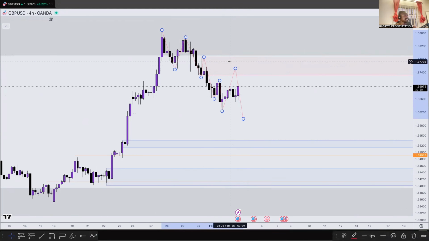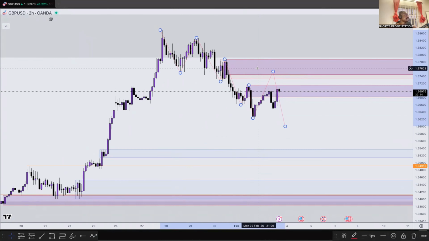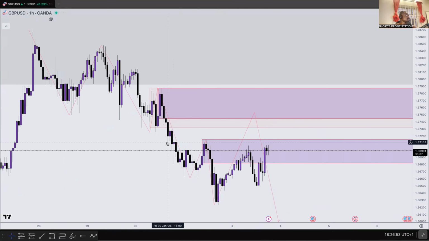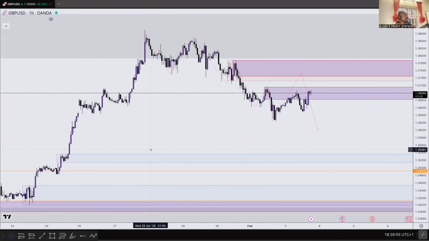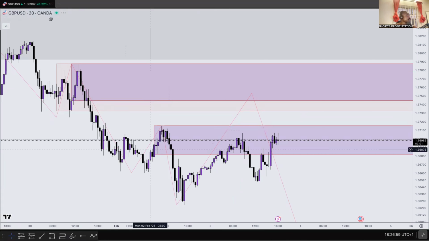So refining this on the 2-hour time frame. All right, so that's what we have right there, 2-hour time frame. On 1-hour time frame. You can refine further to the 30 minutes time frame if you want a smaller entry. So you can see that candle right there. This could be a smaller entry on the 30 minutes time frame.